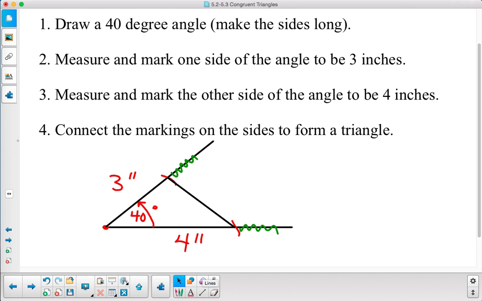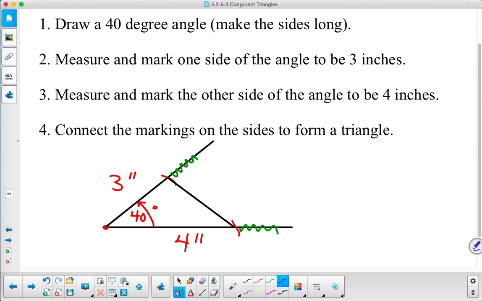I don't know if mine looks exactly like yours or not, but it gives you a sketch to kind of see how it's put together. Compare yours to some neighbors and see if they're the same. Might need to pause this for a few minutes. All right, hopefully you've convinced yourselves that this arrangement of information does make congruent triangles. Now notice it's not all three sides.